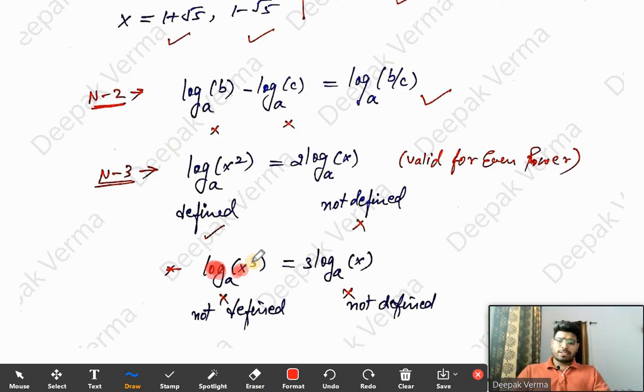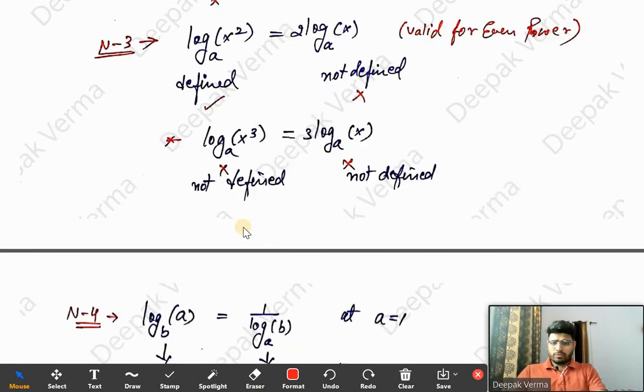Look here. We have log x cube base a. Here x cannot be negative because if x is negative, the argument will become negative, so this is not defined. Here again x cannot be negative. Is it clear? I hope it is fine.